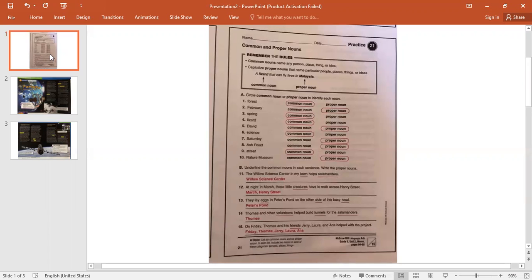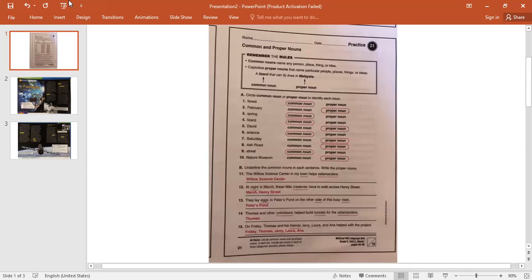Okay, 6, science is a common noun. Number 7, Saturday is a proper noun, so it is a specific day of the week. Number 8, Ash Road. This is another proper noun. Street here is a common noun. Okay, and 10, Nature Museum is a proper noun. All right, so it is a specific place.